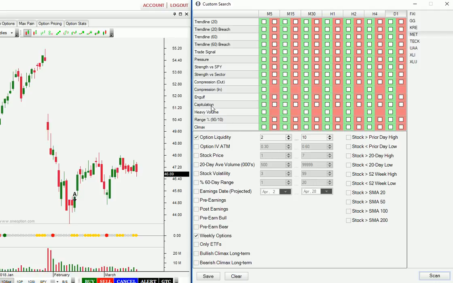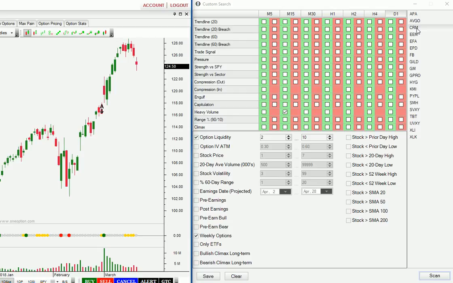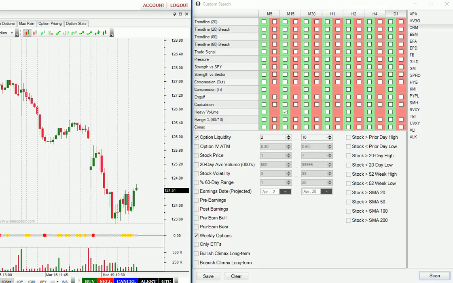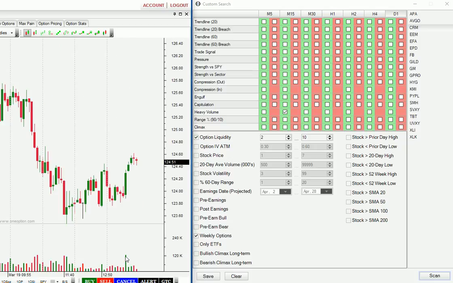So we've talked about engulfing and capitulation. Heavy volume. Take a look at stocks that have heavy volume over the last 15-minute period relative to their average. I'll click on that. Click on a 15-minute. And I'm going to take the squeeze off. And you can see that over the last 15 minutes, it has had good volume. That might actually be easier to pick up on a 5-minute chart. And there you can see the heavier than normal volume.